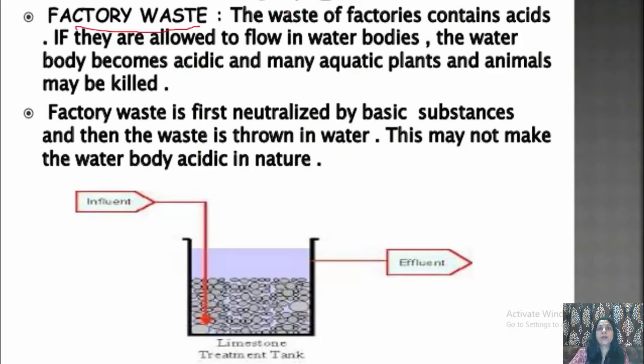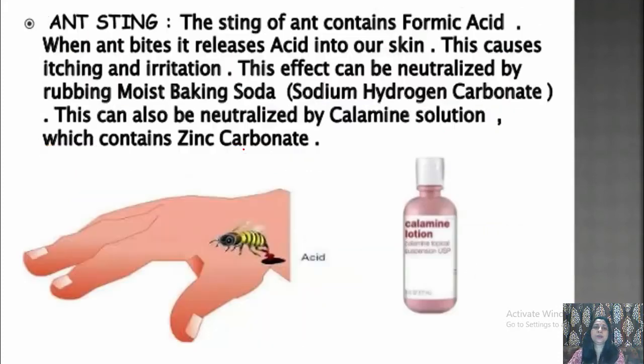Now, factory waste. The waste of the factories contains acids. If it is allowed to flow into water bodies, the water body becomes acidic and many aquatic plants and animals may be killed. जो भी waste product produce हो रहा है factories में उसमें बहुत acid होता है, ठीक है. और अगर हम इसको untreated waste को direct हम water bodies में जाने देंगे तो what will happen? The water in those water bodies will become acidic, and this acidic water is harmful for the aquatic plants and animals and they may die. So first of all, this factory waste is neutralized by basic substances and then the waste is thrown in water. This may not make the water body acidic in nature.